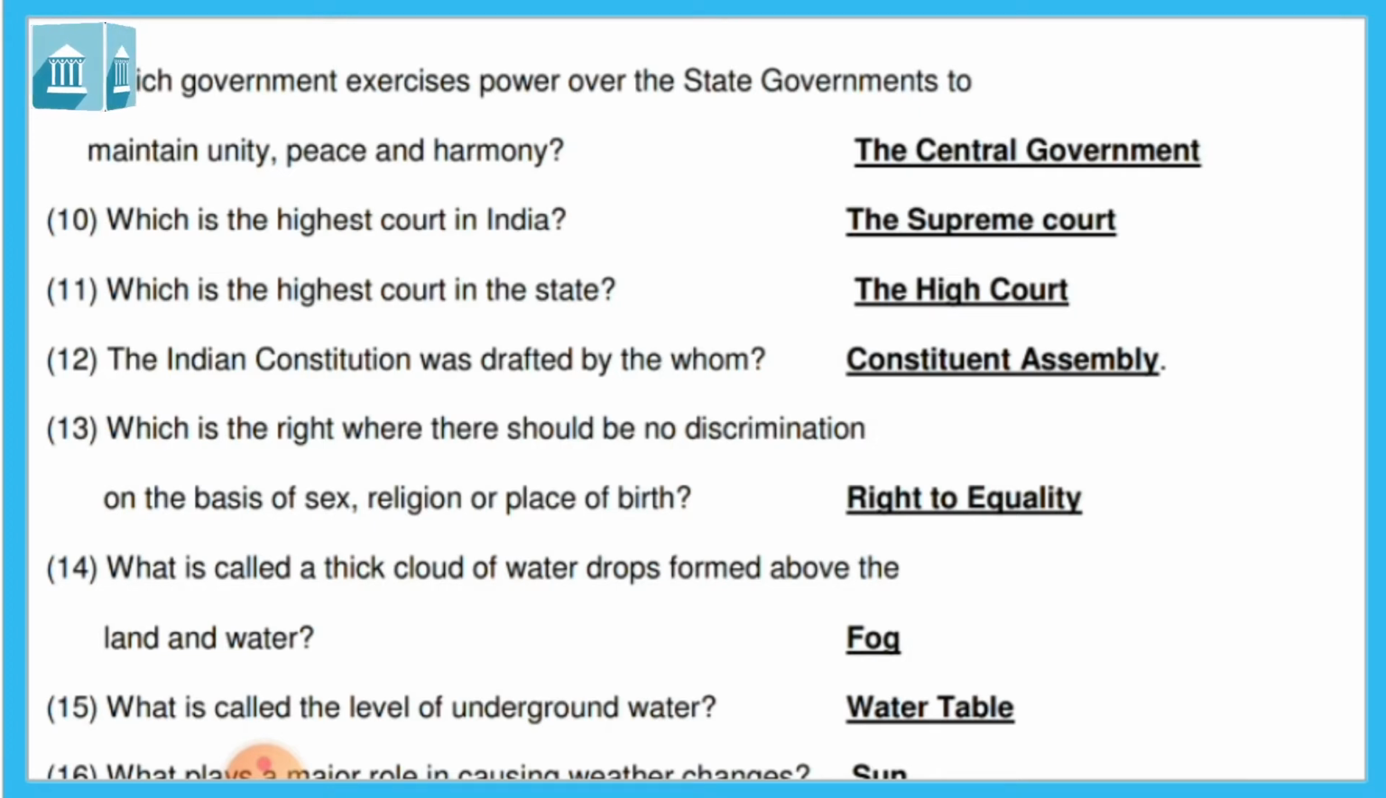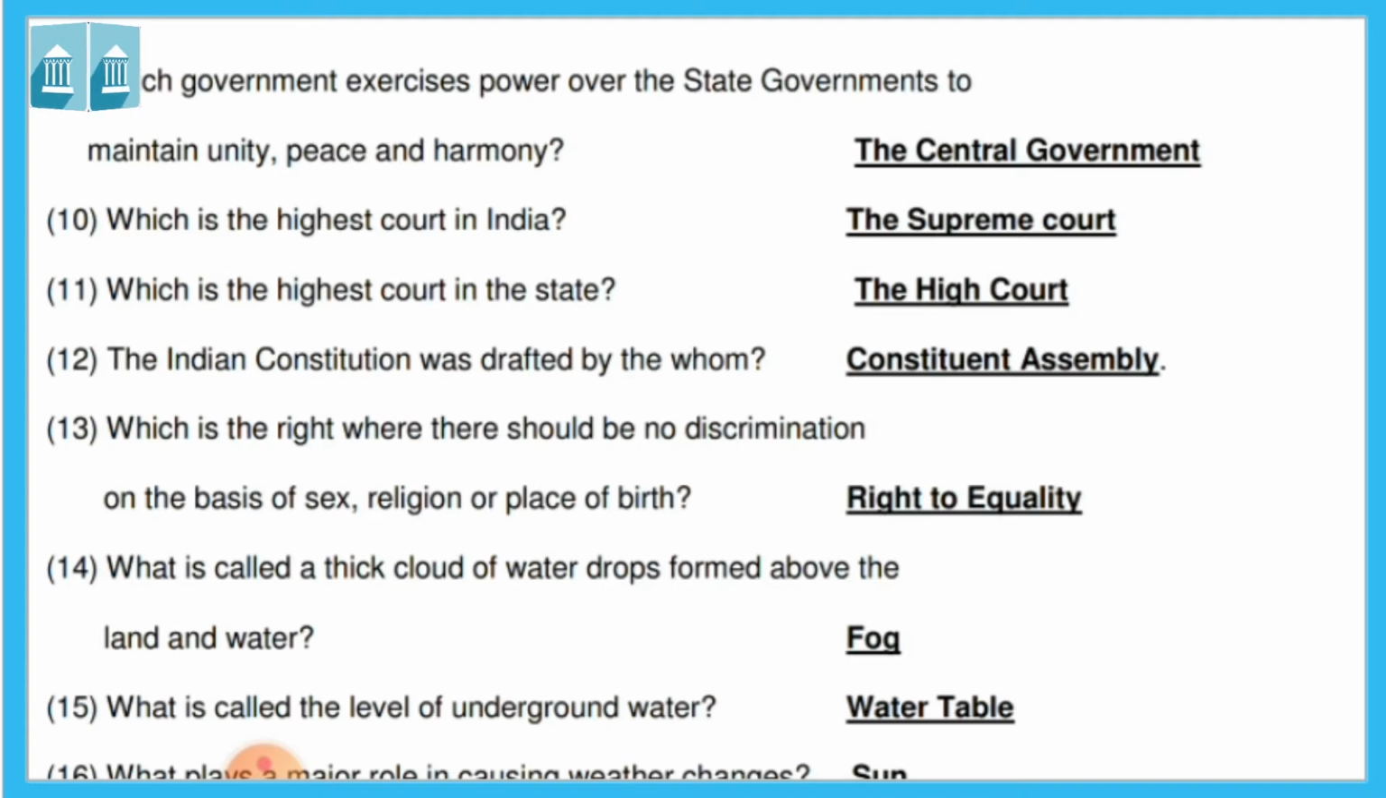Fourteenth one, what is called a thick cloud of water drops formed above the land and water? Fog. Fog is called a thick cloud. In winter, many times we experience fog, right?